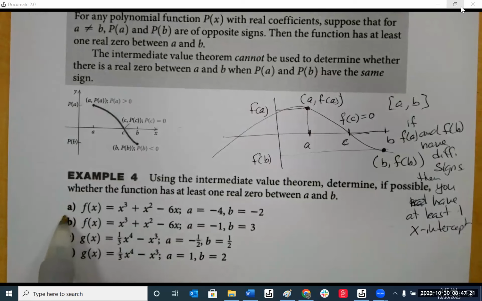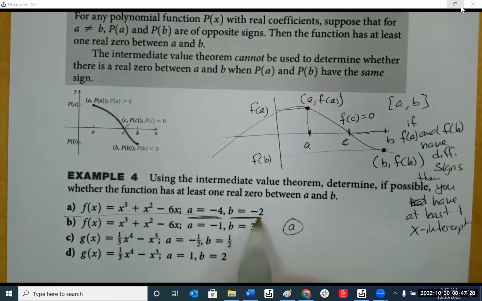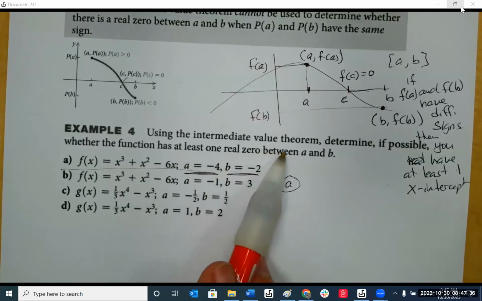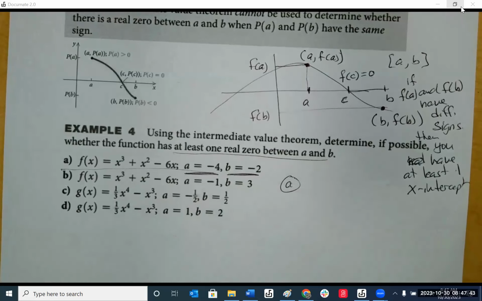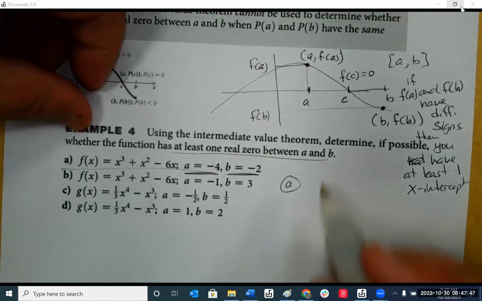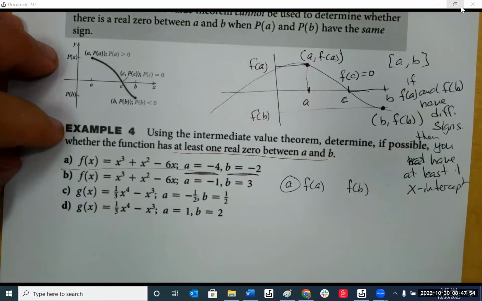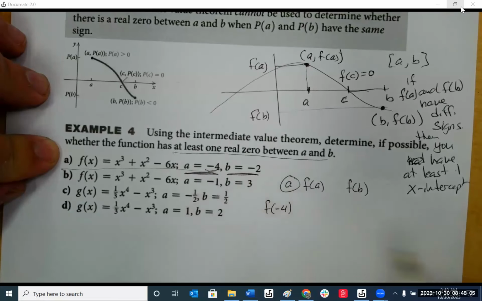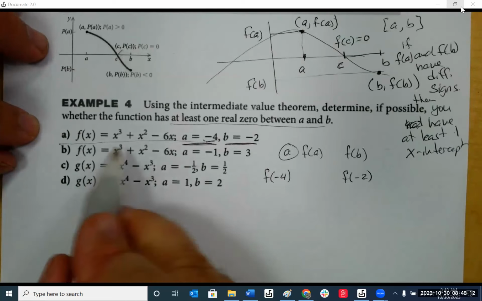So let's look at an example. Here's our first one. A is -4, B is -2. What this is asking you is, use the intermediate value theorem to determine if there's at least one real zero between A and B. So the intermediate value theorem says we have to find f of A and f of B. And if they have different signs, then there has to be at least 1 zero. Since A is -4 and B is -2, we plug those into the equation.